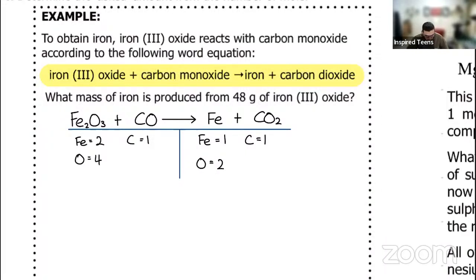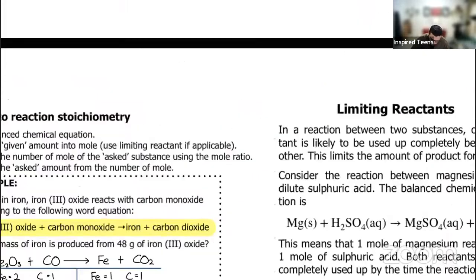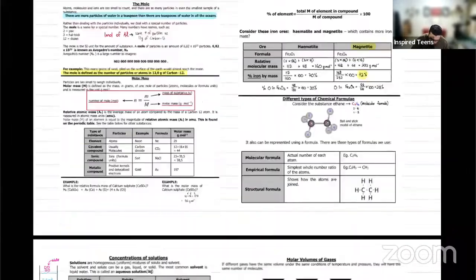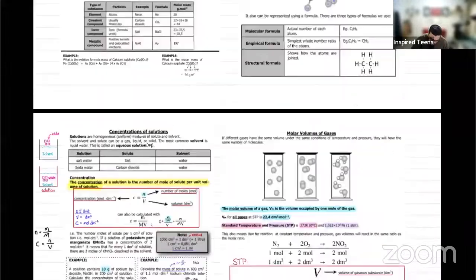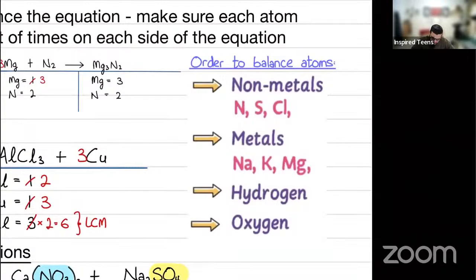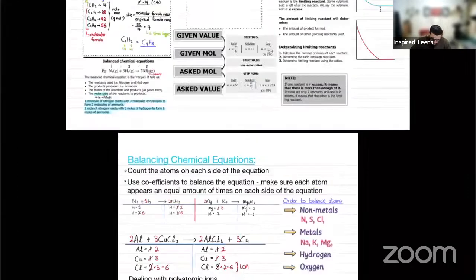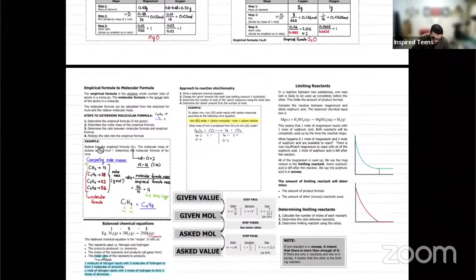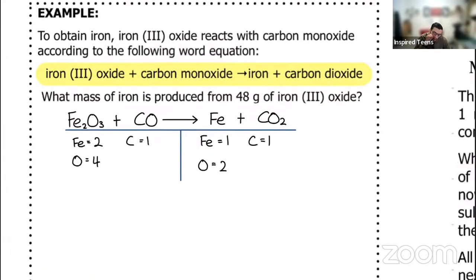Okay, now let's see if we can follow this. Where is it? Non-metals first, then metals, then hydrogen, then oxygen. So our non-metals are carbon. So we can do maybe carbon, then iron, then oxygen. All right, let's try and see if that would work for this specific question. So I'm going to try and balance it. So the carbons are balanced.